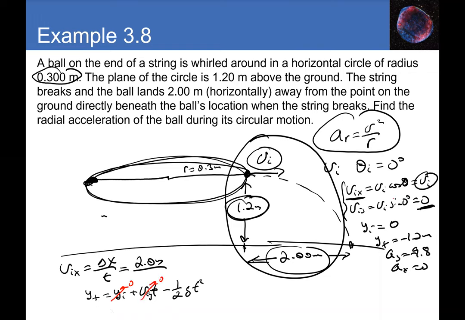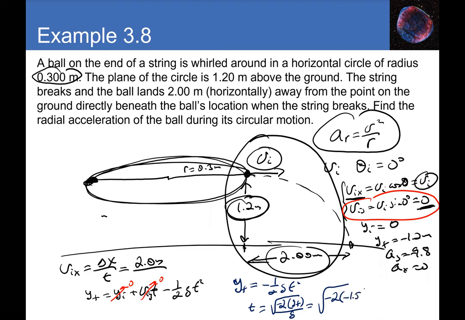And this is zero because the initial velocity in the y direction is zero. That means y final equals negative 1/2 g t squared. Then rearrange: time equals the square root of 2 times negative y final divided by g, which becomes negative 2 times negative 1.2 meters. Y initial, remember, we take as 0, y final is negative 1.2, and divide by 9.8 meters per second squared, okay? So I find the time. Just plug in here and find the time. So time is 0.495 seconds.